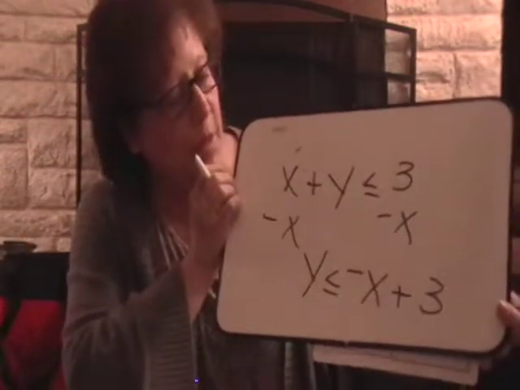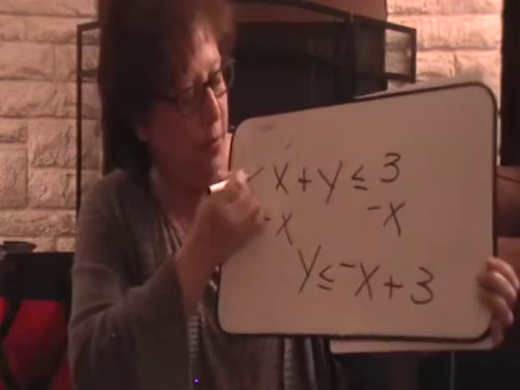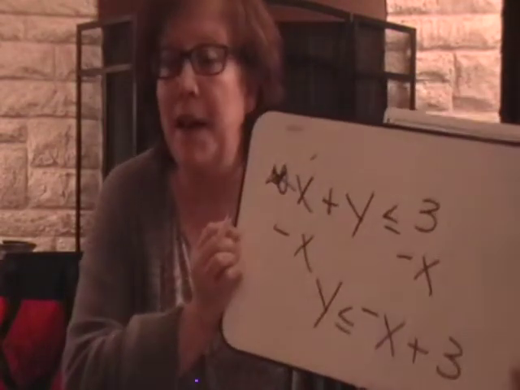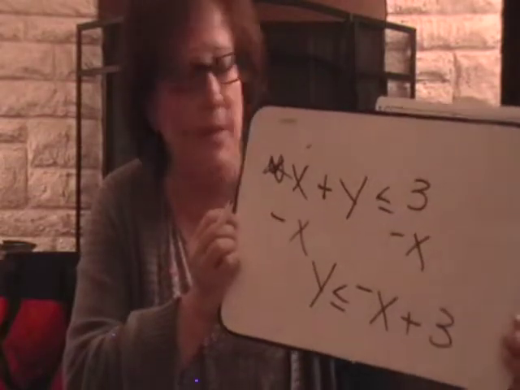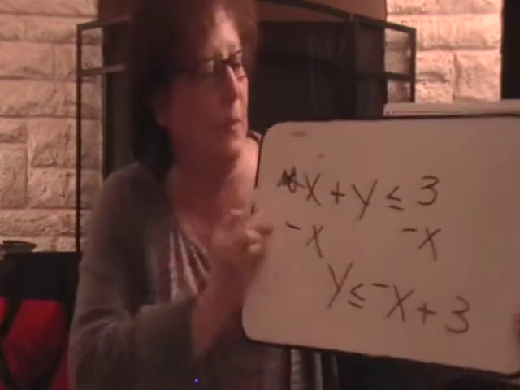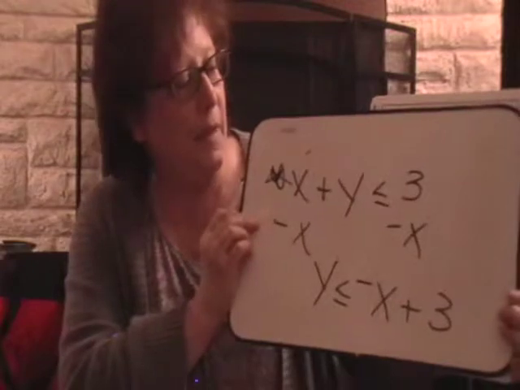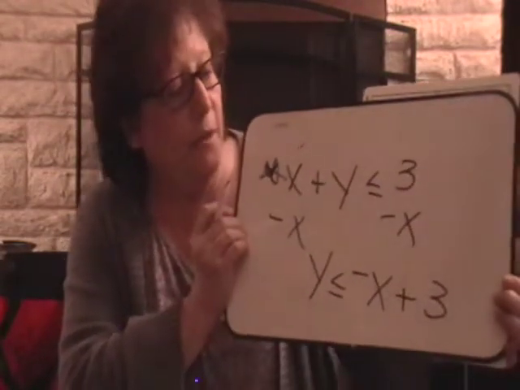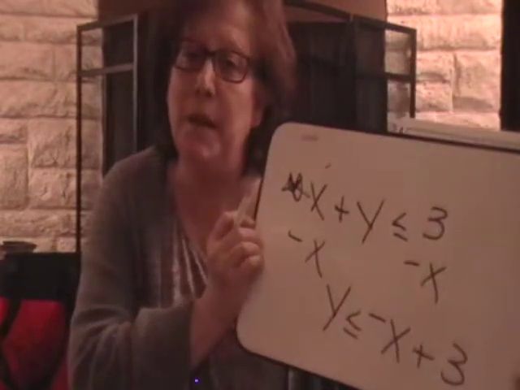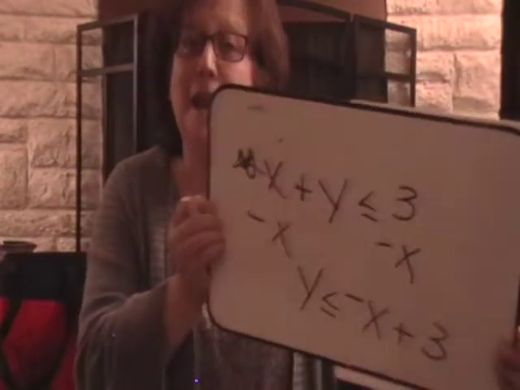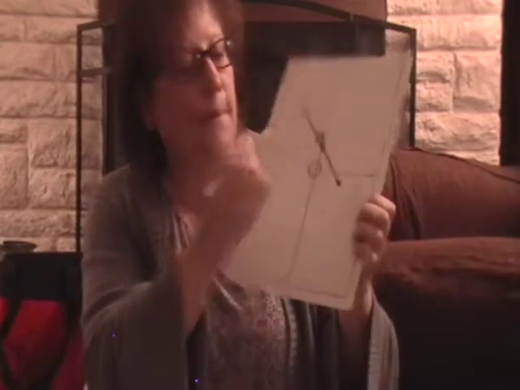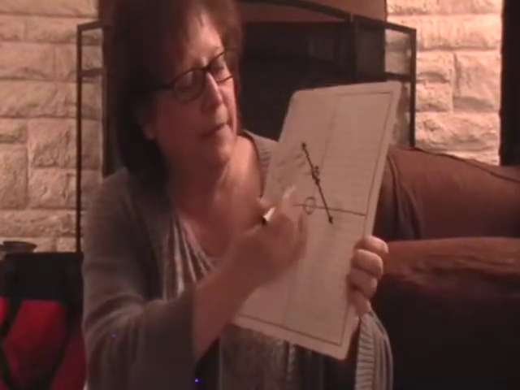The next thing we want to do is go back to the original equation. And we want to find a point, and I always choose 0 and 0 to plug in for the x and y. So I'm going to plug 0 and 0 in. So I'm going to have 0 plus 0, obviously equals 0, is less than or equal to 3. Is that a true statement? Yes, it is. That means that this point works. So I'm going to shade it.